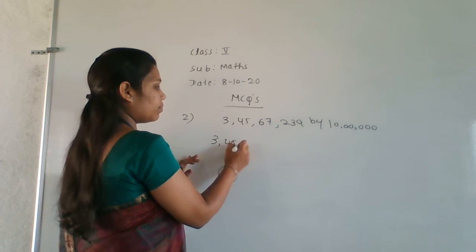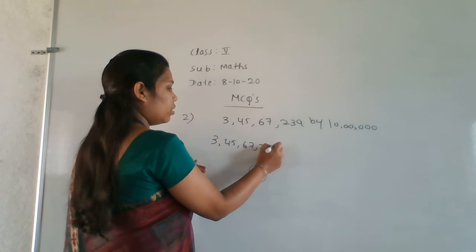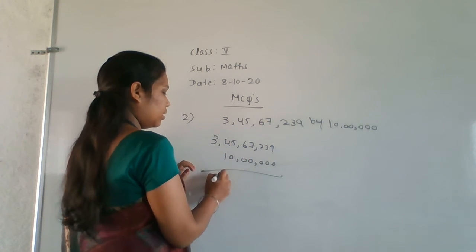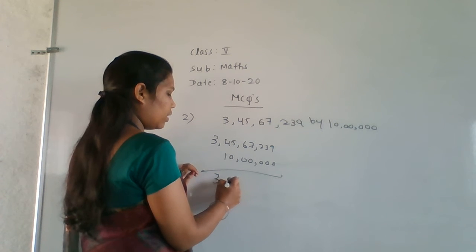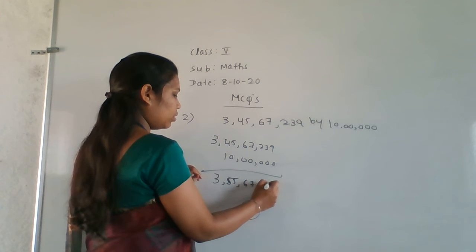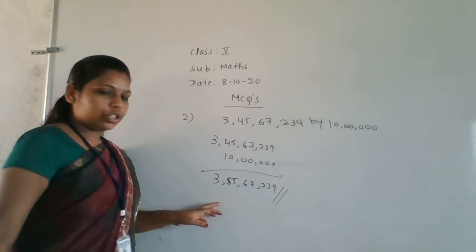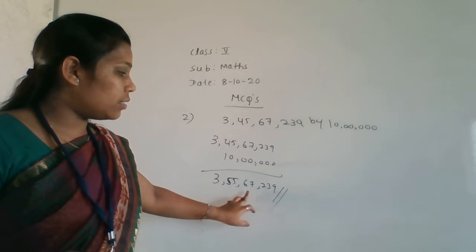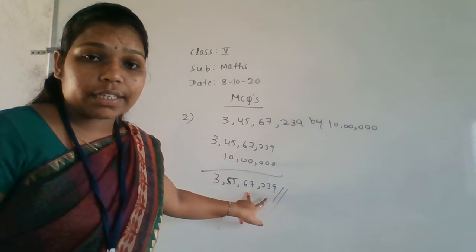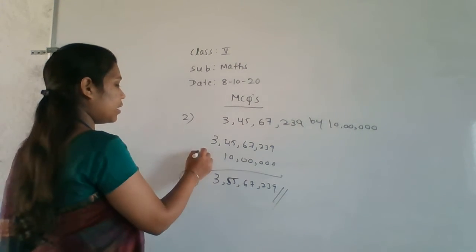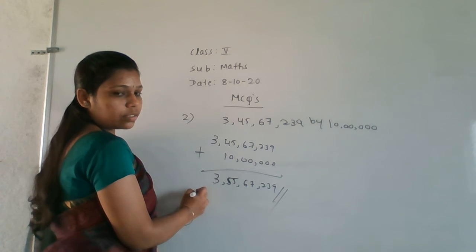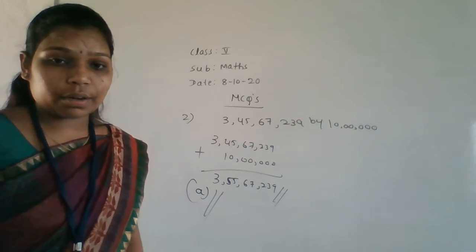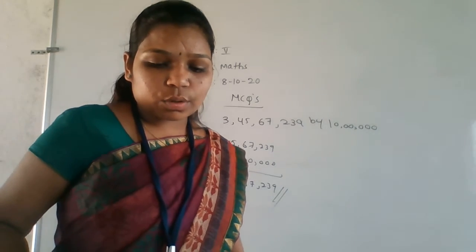Add 10 lakh here. That is 355 lakh 67,239. Which option is 3 crore 55 lakh 67,239? That is the answer. This is the addition. Okay. So which option is correct? Eighth option is the correct one. Eighth one is the right answer. Okay. Next go for the third question.